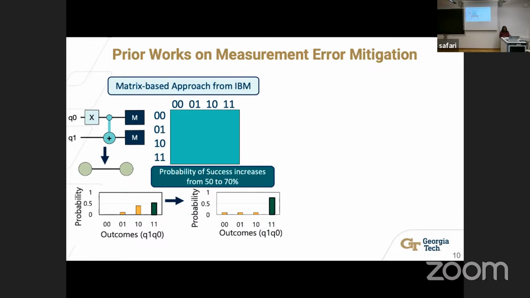There's a downside to this. First of all, it requires a very large number of calibration circuits because you have to do a calibration for the exponential number of states. It's limiting in some sense because you need to do this post-processing using this very large matrix, which has an exponential state space, and that becomes a problem. So it has some limited applicability.